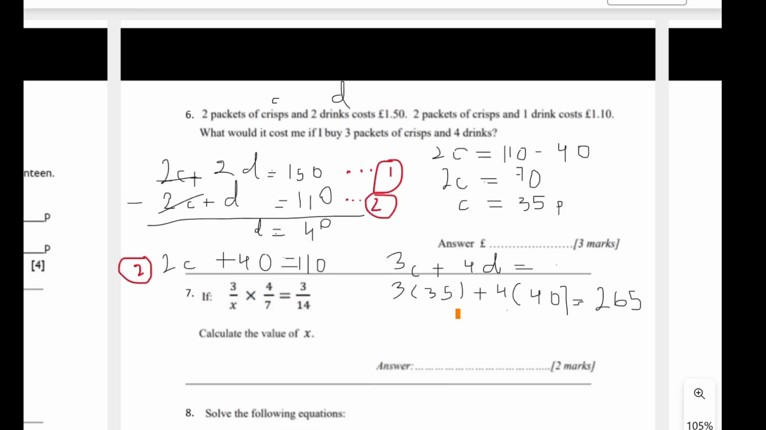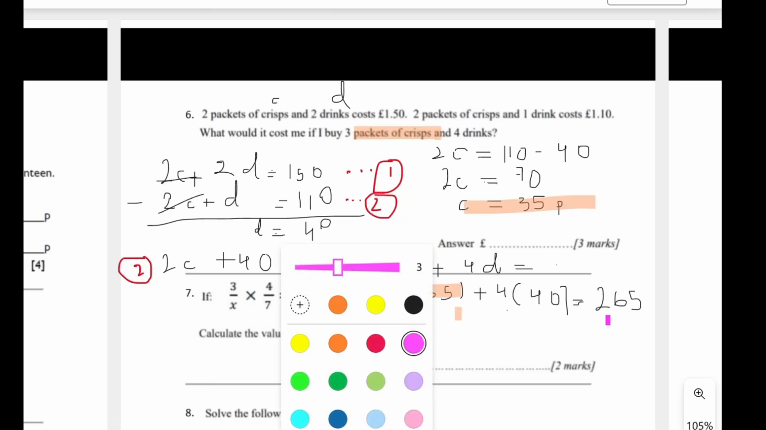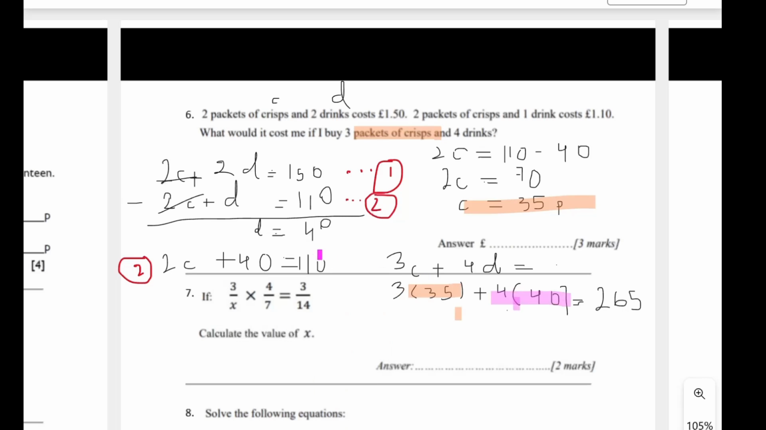Let me just highlight that for you here. Let's do this. C was the cost of a packet. That's the 3 crisps. And then this, let's do pink, 4D was the price of a drink, which we found out over here. We found that all out. We get 265. Now remember, we don't want to answer in p. We want to answer in pounds. So 265p is equal to £2.65.